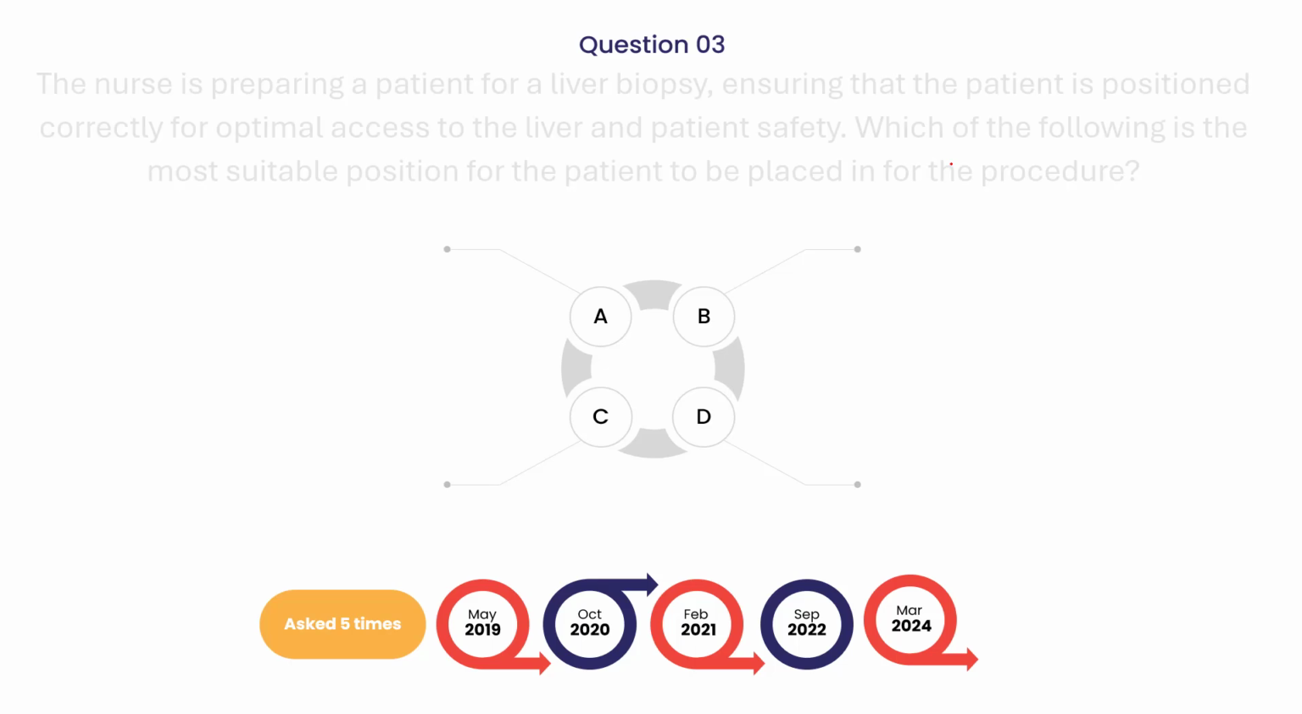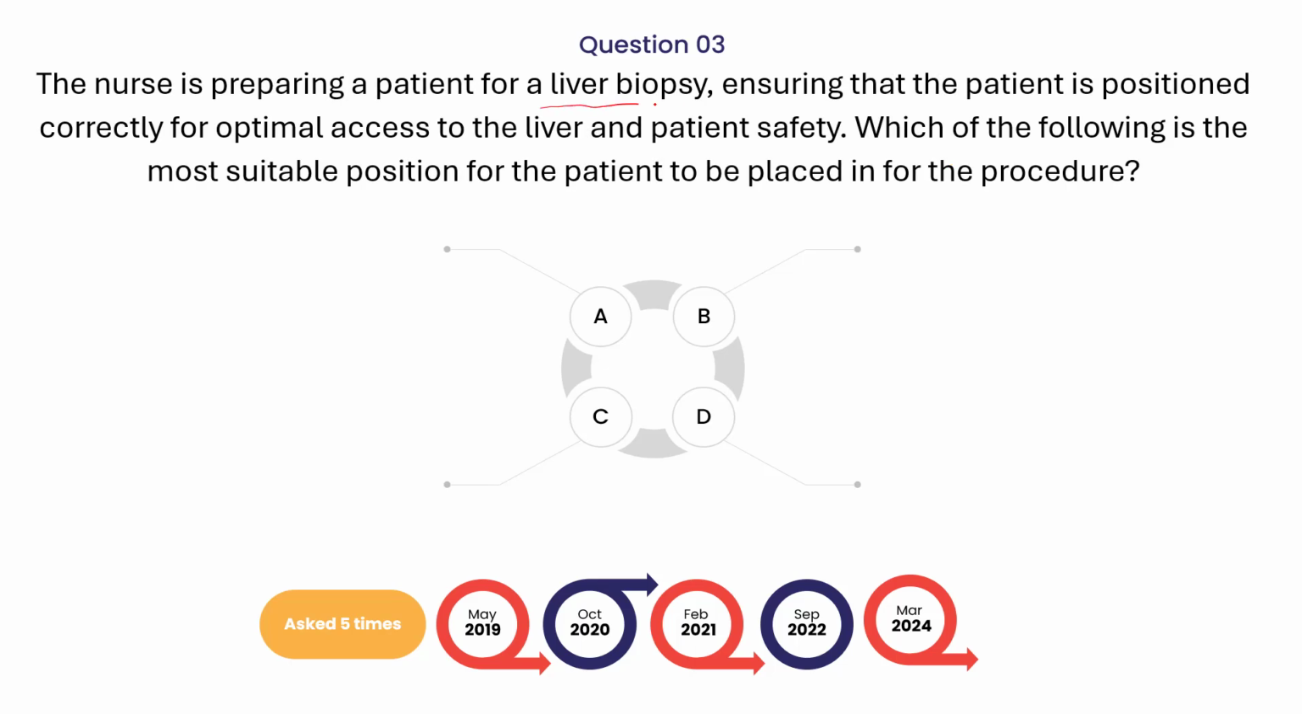The nurse is preparing a patient for a liver biopsy, ensuring that the patient is positioned correctly for optimal access to the liver and patient safety. Which of the following is the most suitable position for the patient to be placed in for the procedure?